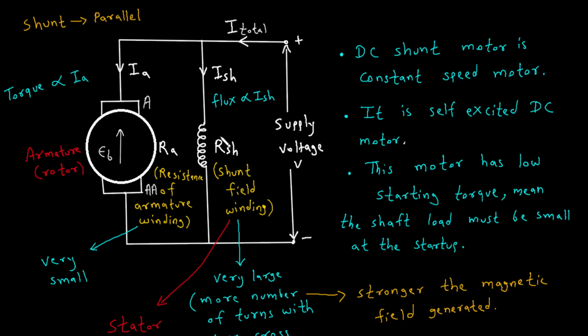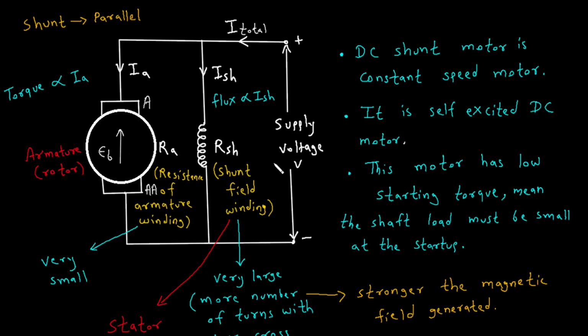The field windings, also known as the shunt field, are connected in parallel with the armature. These windings have a high resistance and many turns with a small cross-sectional area. This design allows the field windings to produce a strong magnetic field with a relatively low current. The supply voltage, denoted as V, is the voltage applied to the motor. This voltage powers the motor and drives the current through both the armature and the field windings.